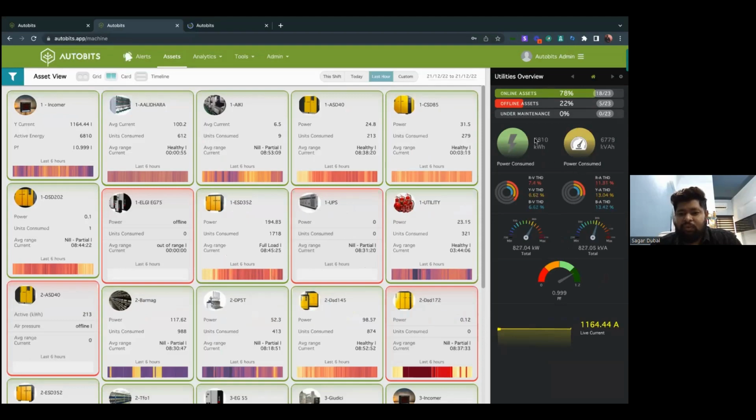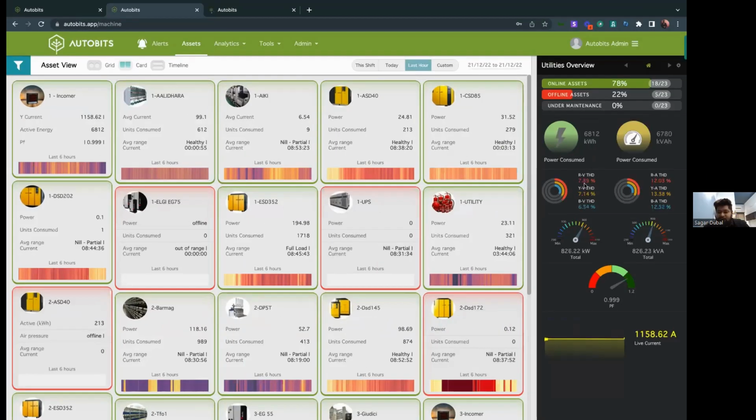We can see the power consumption of the factory, that is 6,800 units. The kVAh is 6,700. What are the harmonics? We can see it's 7% of voltage harmonics, then current harmonics is 12%. Voltage harmonics should not be greater than 5%, and current harmonics should not be greater than 15%. So overall, this is not very healthy, but it's okay.